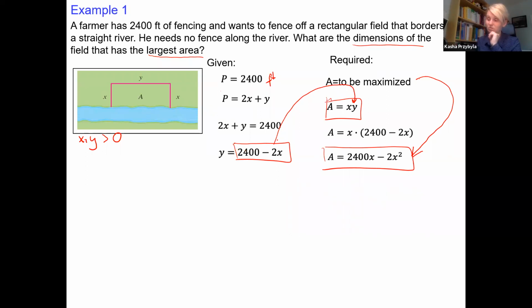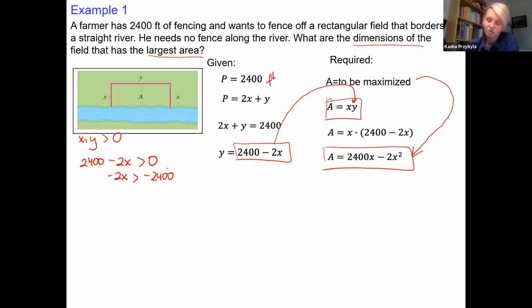2,400 minus 2x must be positive, okay? And then, of course, x is positive, but still this quantity, because if x is extremely big, or if 2x is bigger than 2,400, then I have negative and then it doesn't make sense. We can't accept this. Let's just solve this inequality.